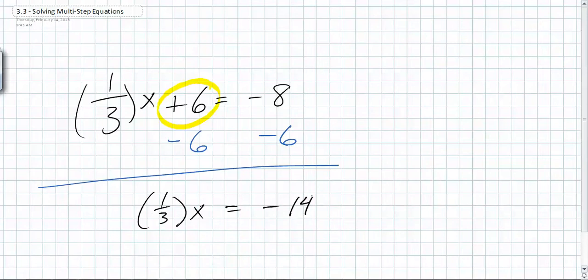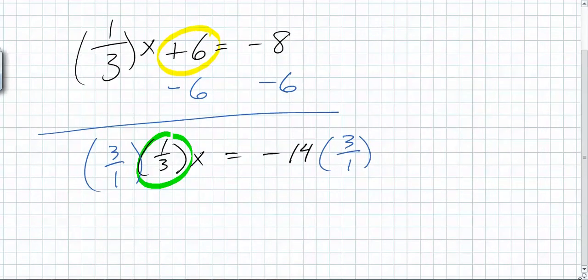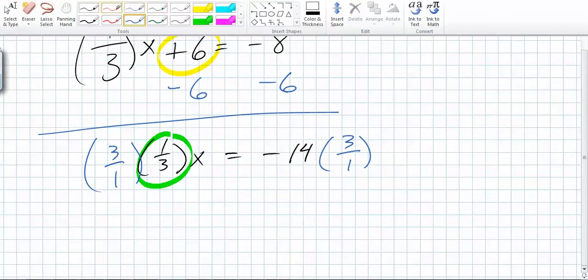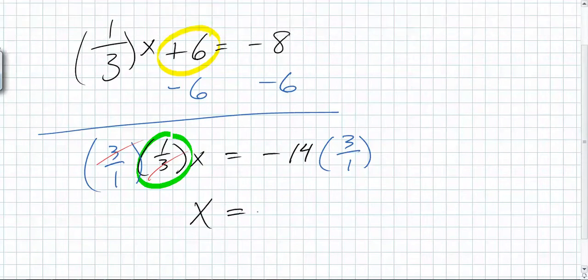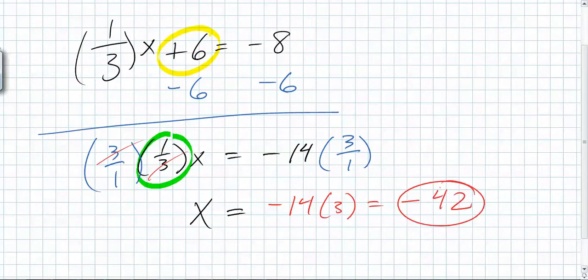We now want to get rid of that 1/3. It's being multiplied by x right here. We want to get rid of it by dividing by 1/3, but you know that dividing by something is the same thing as multiplying by the inverse. So if we multiply by 3 over 1 here, we also have to multiply by 3 over 1 right there because of the golden rule of algebra. We now know that the 3's cancel, leaving you with just x on this side. And over here you end up with -14 times 3, which is just going to be -42.